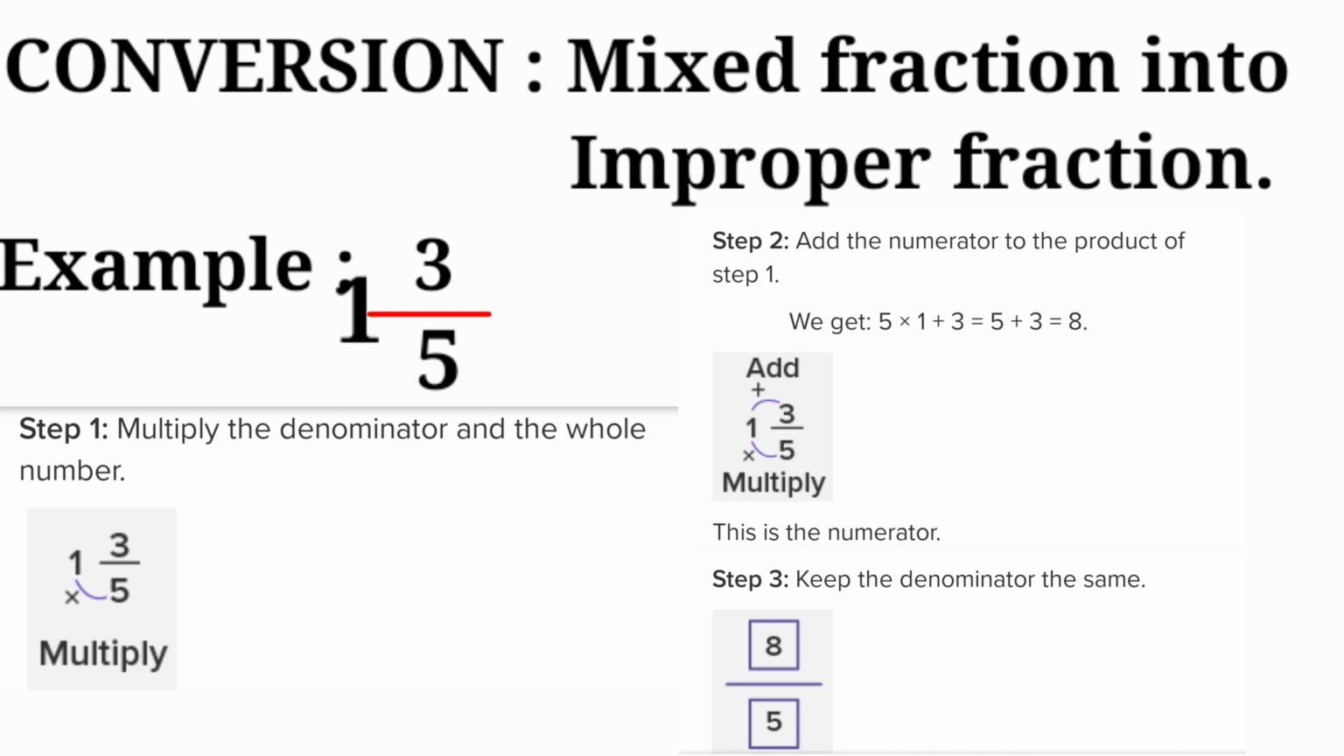Now students, this 8 is the numerator. What about the denominator? What will come in the denominator, students? In the mixed fraction, the denominator remains same. Keep the denominator same, it will not change. Only for the numerator we'll do this step, that is multiply the whole number and the denominator and add the numerator into this product. I hope students, how to convert a mixed fraction into an improper fraction, you all understood.